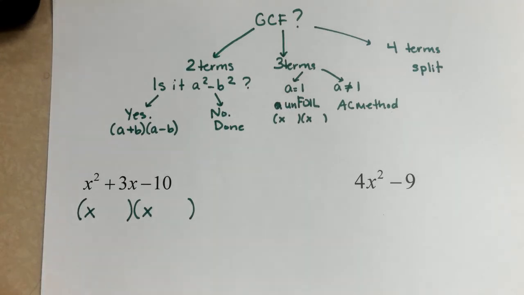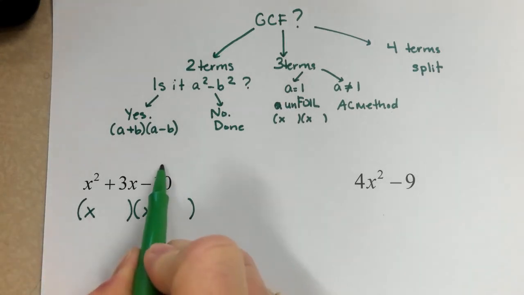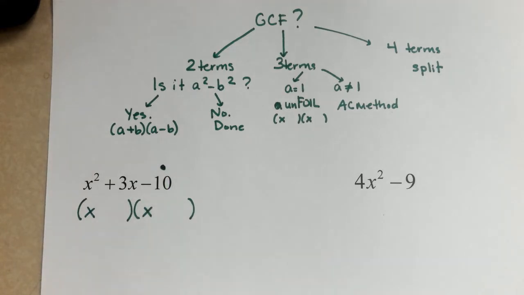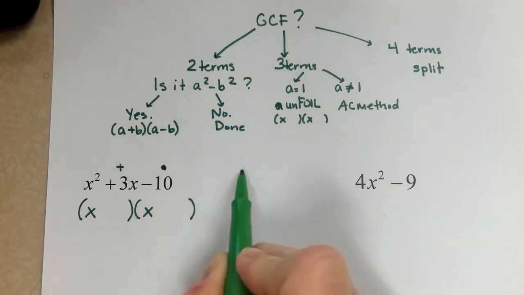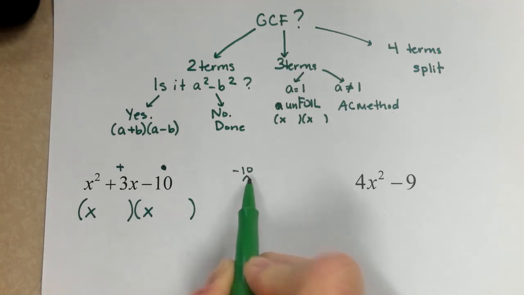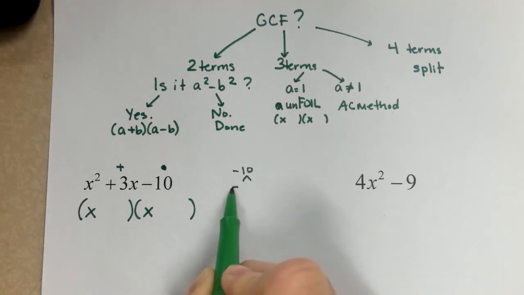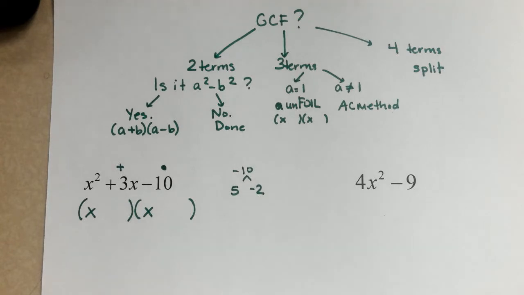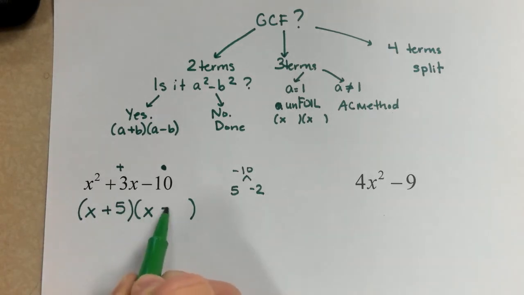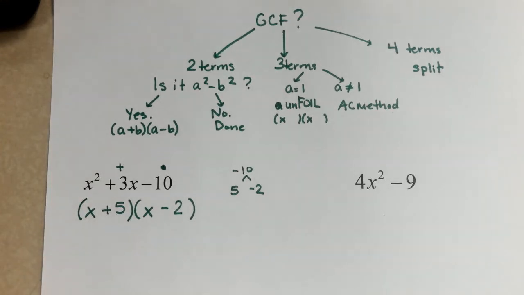And then remember, if you're unfoiling, you would have to find what multiplies to be the c value, negative 10, that can add to be the b value, which is positive 3. The 2 numbers that can multiply to negative 10 that can add up to be positive 3 are a 5 and a negative 2. Remember, if the middle number is positive, the bigger number of your pair will be positive. So we have positive 5 and negative 2 in our 2 factors, and we've turned that into a multiplication problem. So we are done.